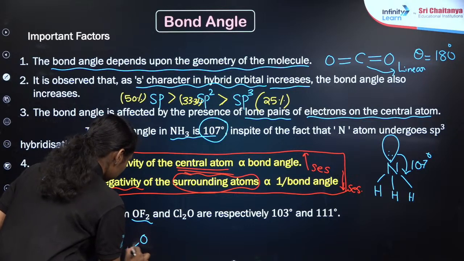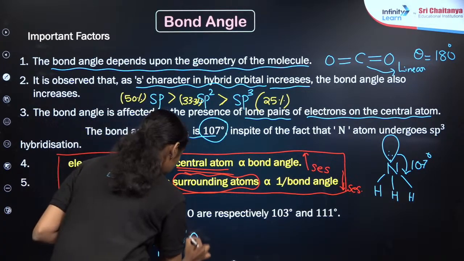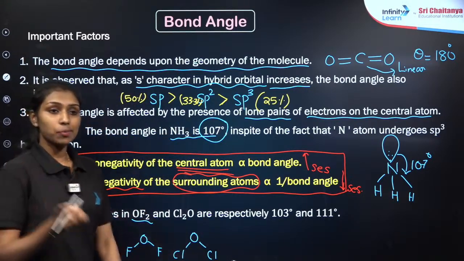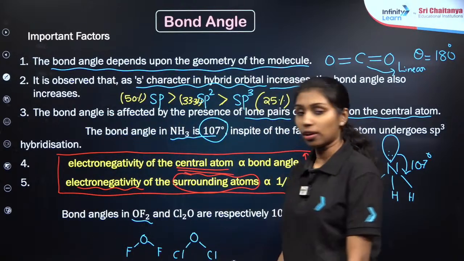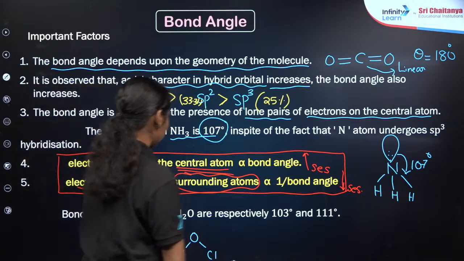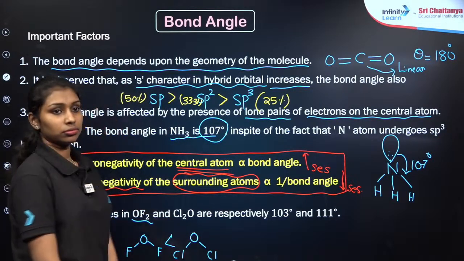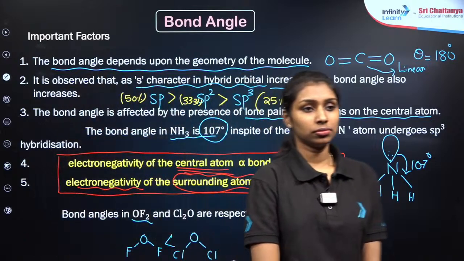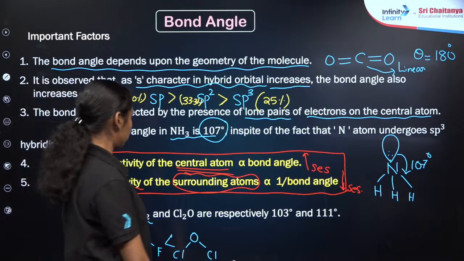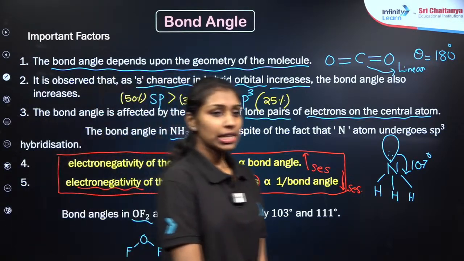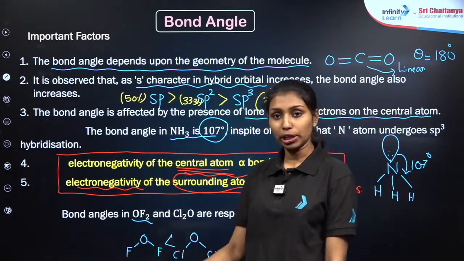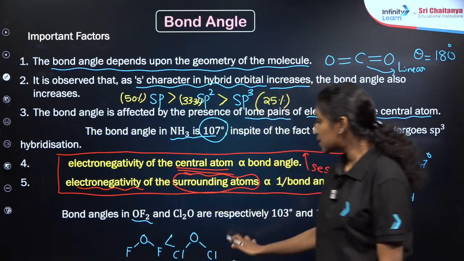Okay, then the fourth and fifth parameter is, if I am taking this example, the OF2 molecule. These are the two molecules, OF2 and OCl2. Which one is more electronegative, fluorine or chlorine? Yes, fluorine is more electronegative, right? As you can see here in the case of the OF2 molecule, oxygen is the central atom, right? Fluorine and chlorine are the surrounding atoms.